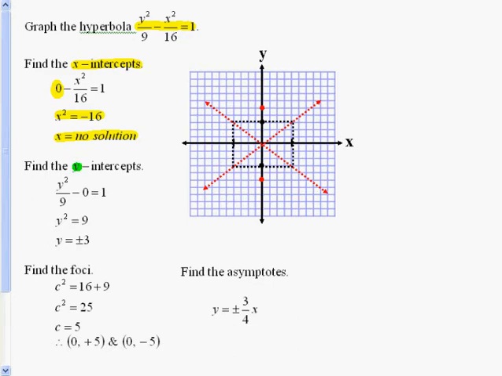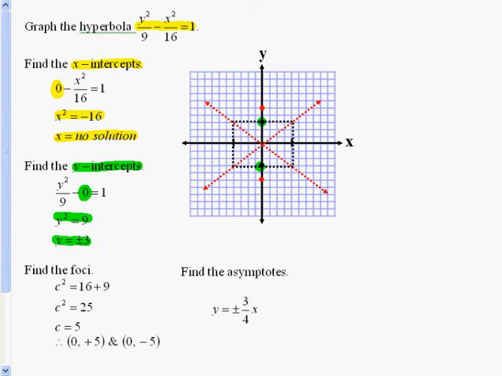To find any y-intercepts, we will let x be 0 in the original equation and solve for y. This gives y squared equals 9, or y is equal to plus or minus 3, which we graph in the coordinate plane. The next step is to complete the fundamental rectangle.